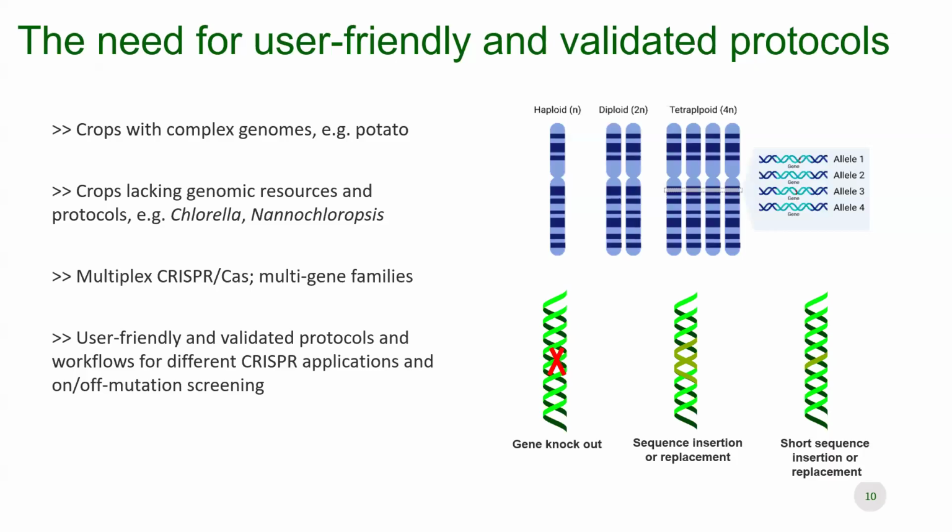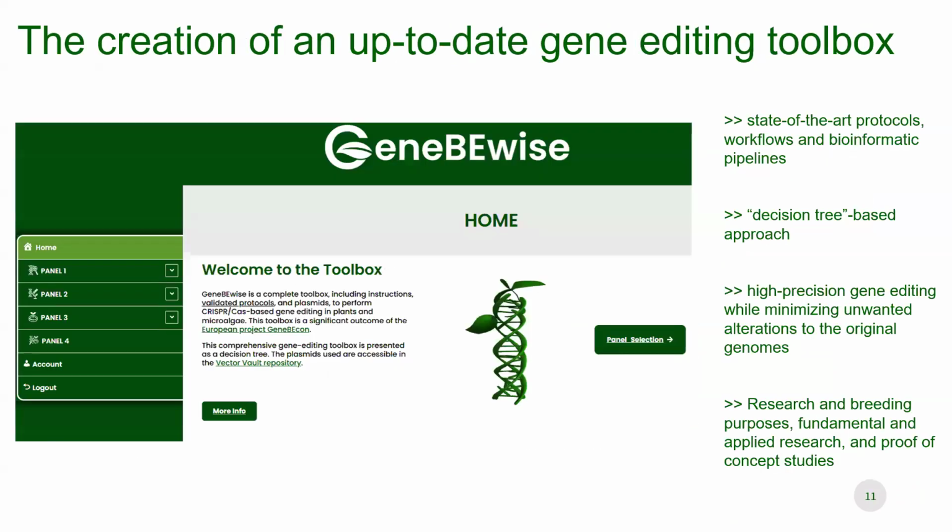And also for on- and off-target mutation screening, it would be very helpful to have these protocols and different applications. There, I mean to do gene knockouts, sequence insertions or replacements, or short sequence insertions or replacements. So these are the main applications of CRISPR-Cas. And we wanted to have all the protocols in one place and a publicly available place. So that's what we did.